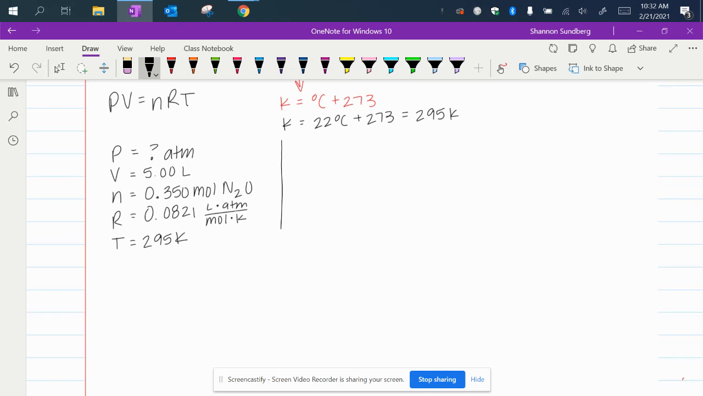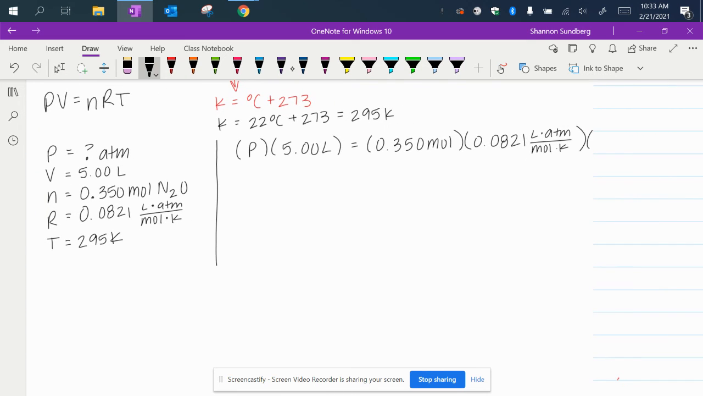So now let's sub everything into our formula. Our P value, we're just going to put P there because that's what we're trying to find. Volume is 5 liters, equals our n value, which is 0.350 moles, our R value, which is 0.0821 liters times atmospheres over moles times Kelvin, and then our temperature, which is 295.